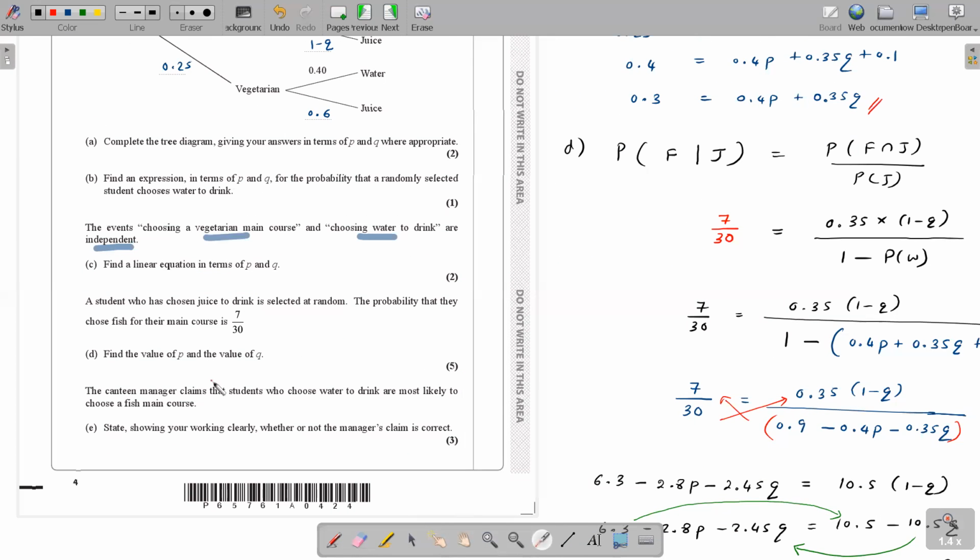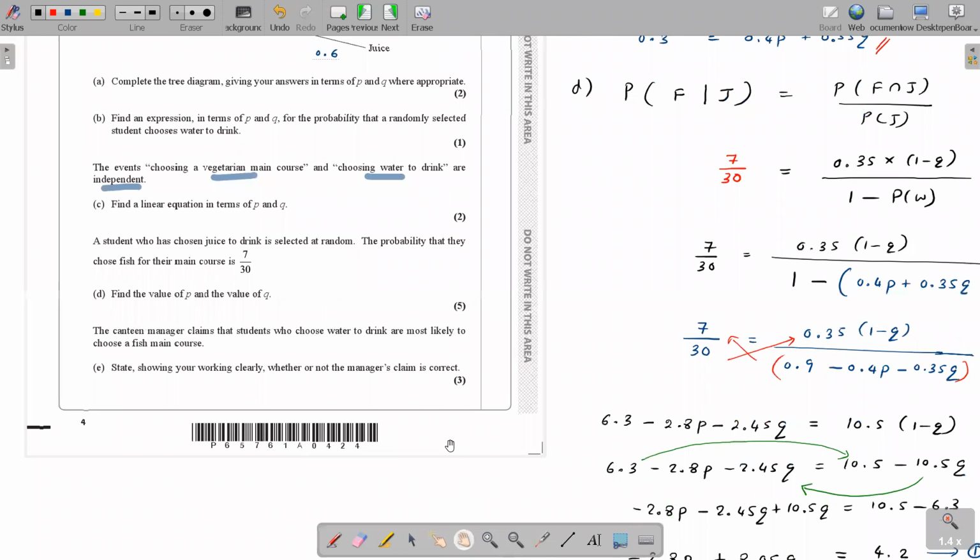That's done. The canteen manager claims that students who choose water to drink are most likely to choose a fish main course. State, showing your working, whether or not the manager's claim is correct. Okay. Now, what's the manager's claim? He says that students who choose water to drink are most likely to choose a fish main course.